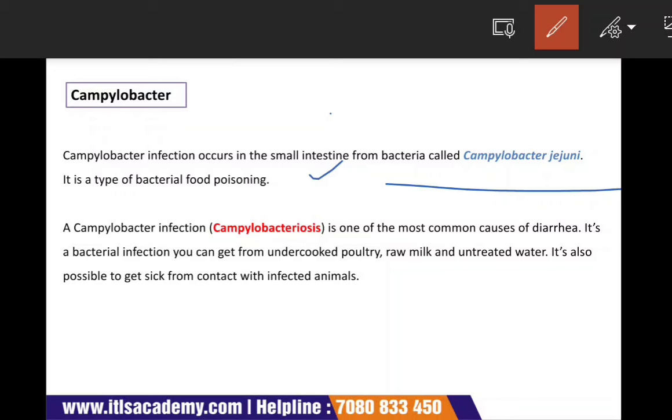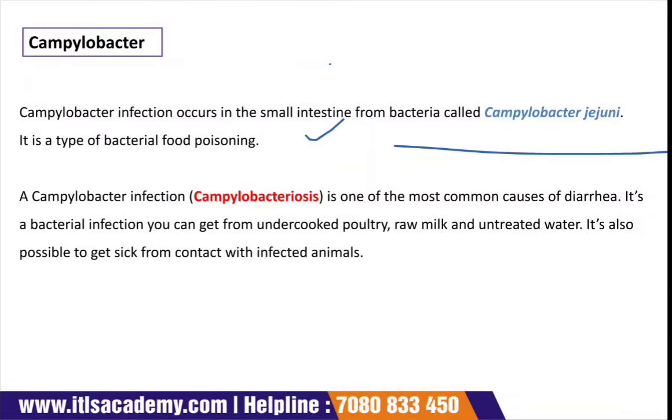Again, I'm telling you that all these foodborne pathogens are targeting our intestine or gastrointestinal tract. And this Campylobacter occurs from the bacteria called Campylobacter jejuni, and it is targeting the small intestine. The infections from Campylobacter jejuni directly occur in the small intestine, and it is a type of bacterial food poisoning.